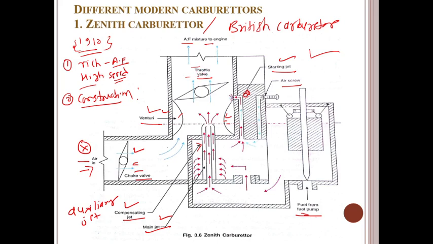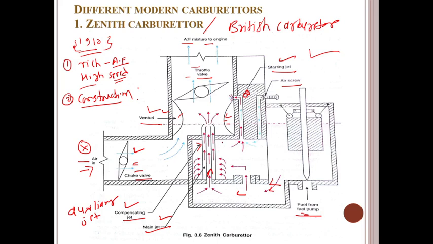So fuel comes from the main line. If you observe here, guys, the main jet and the fuel lines. The fuel from this main line enters as an air-fuel mixture through the main jet, inside this section, guys.